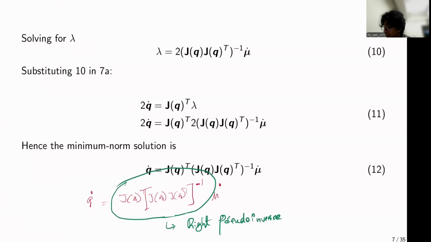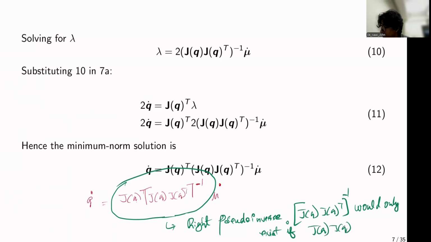And this would only exist if this inner inverse would exist. That inner inverse, J of q transpose the whole inverse, would only exist if the determinant of J of q multiplied by J of q transpose is non-zero. So this term, we call the right pseudo inverse.